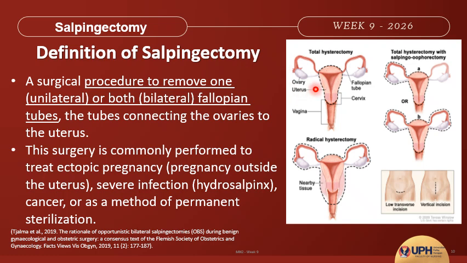So as you see here, this is total hysterectomy. This is radical hysterectomy, and when we call it salpingectomy, probably we did not do a hysterectomy. So the uterus is still there, but we removed the fallopian tubes, as well as the ovaries. So that's gone, right? And then the incisions can be a low transverse incision, or sometimes can also be a vertical incision.